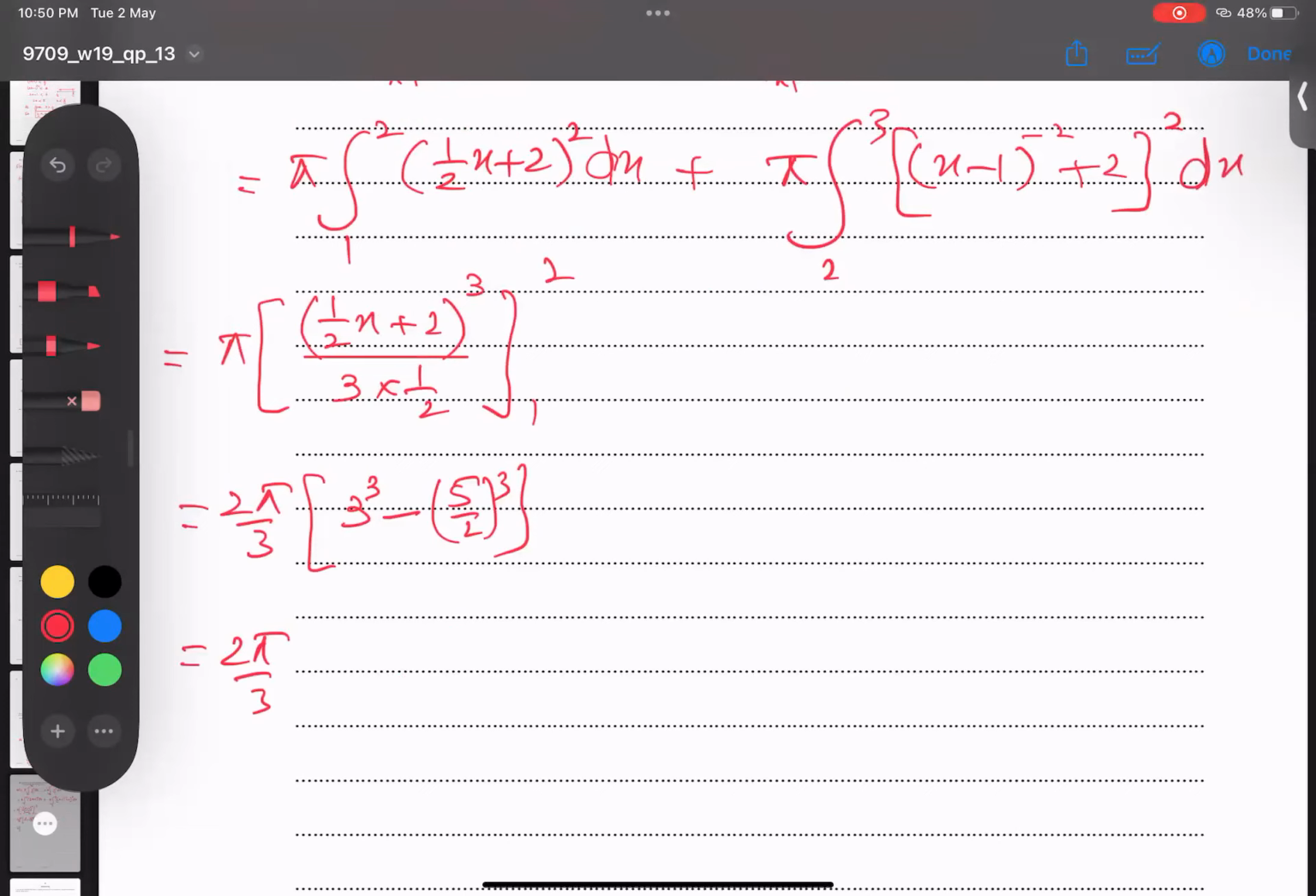And let me finalize it. So students, when I type this in the calculator, I'm typing 3 to power 3 minus 5 divided by 2 to power 3. In fraction form it is coming as 91 over 8. So if you multiply by 2 and divide by 3, it is coming 91 by 12. So this first part is done. I hope so. This part is clear.